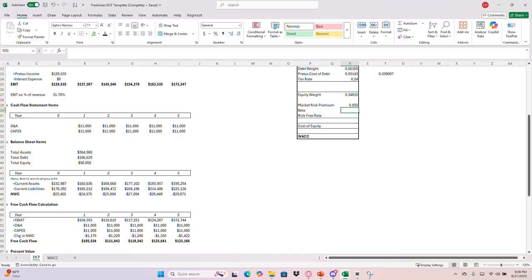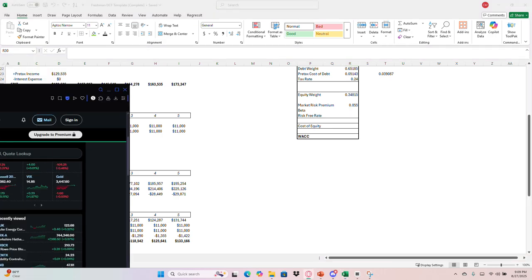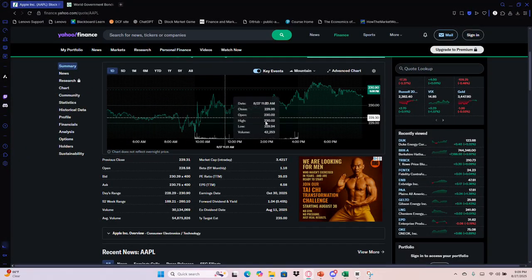We need to find beta of a stock of Apple, and what is beta, right? Beta is basically how correlated a stock is with the overall market of stocks, right? So you can see here with Apple, they have a beta of 1.16. So what does that mean?